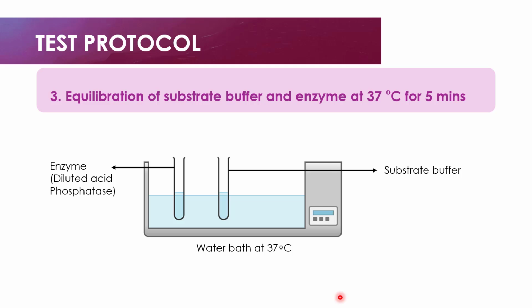The next step, or the third step, is the equilibration of the substrate buffer that we have prepared and our enzyme at 37 degrees Celsius for 5 minutes in a water bath. As you can see, this is our enzyme, which is diluted. This can be our 1 in 10 or 1 in 100 or 1 in 1000 dilution, and this is also our substrate buffer, which are being placed in a water bath set at 37 degrees Celsius to equilibrate them for 5 minutes.